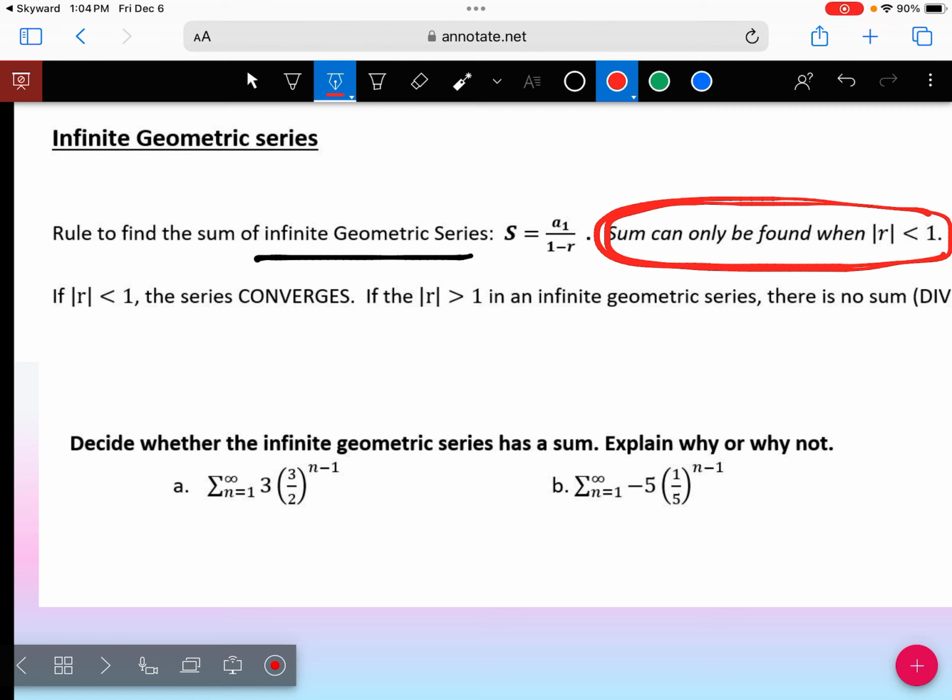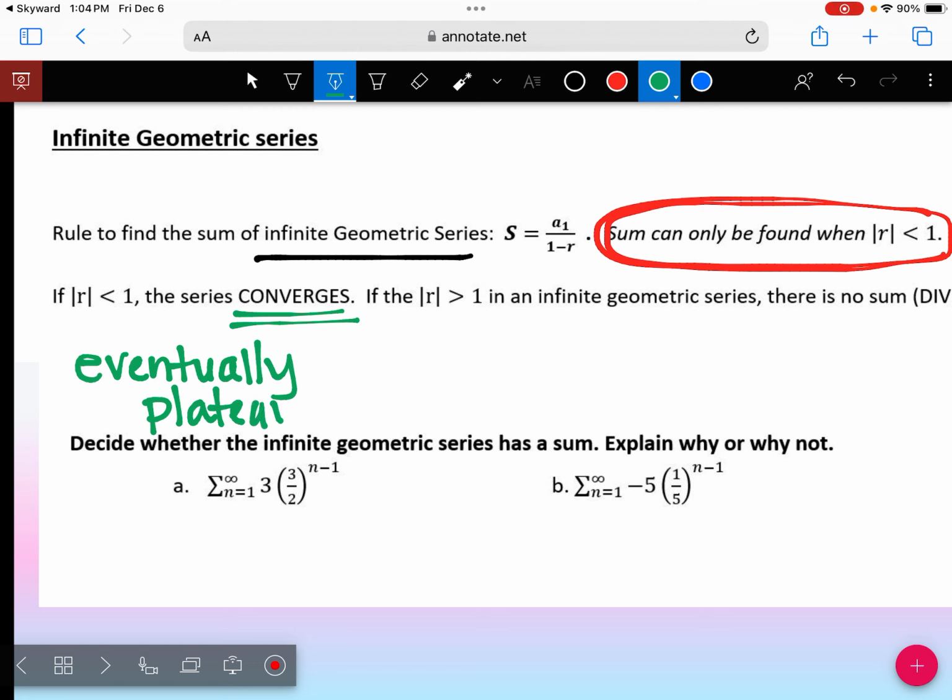If the absolute value of the number you're multiplying by is less than 1, then we say that series is going to converge, which means it's going to eventually plateau. Because if you start with a big number, eventually it's going to plateau and get really close to 0. It'll never actually be 0, but it's going to get closer and closer to 0. That's only if you're multiplying by a number that has an absolute value that's less than 1.